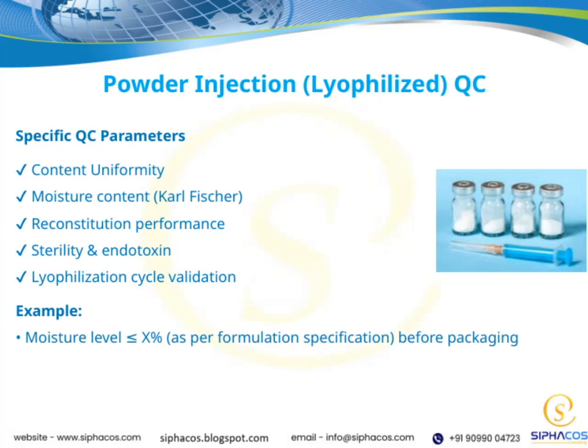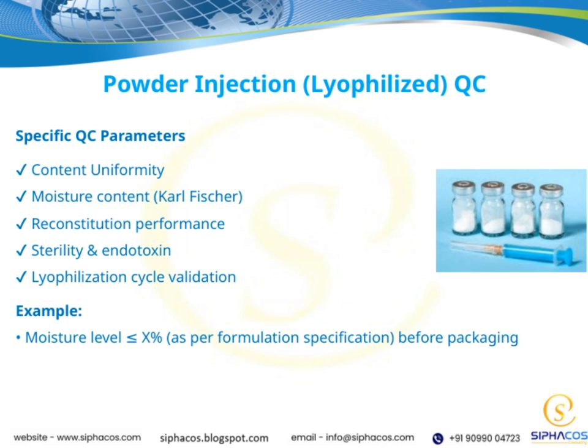Now let's talk about the powder injection, lyophilized, QC, focusing on the specific quality control parameters we need to monitor. First, content uniformity is crucial. It ensures that each batch has consistent potency, which is vital for patient safety and efficacy. Next, moisture content is measured using Karl-Fischer titration. Controlling moisture is essential because excess moisture can compromise stability and shelf life.